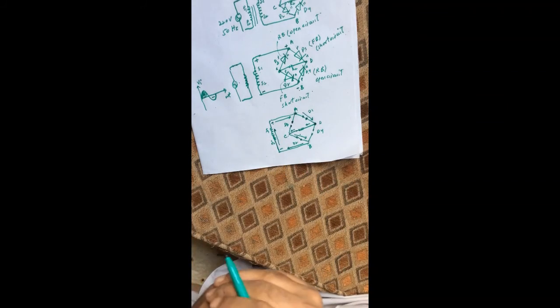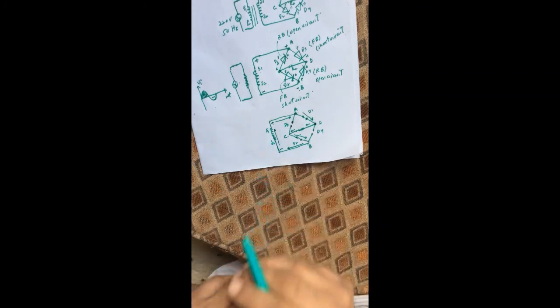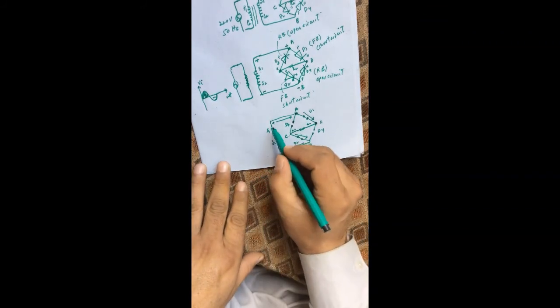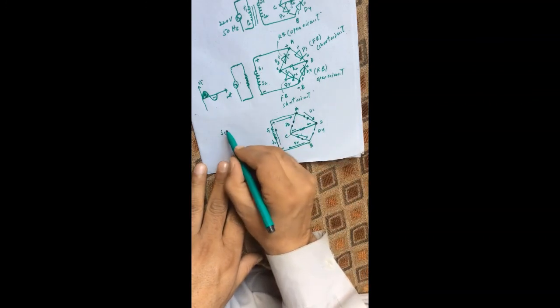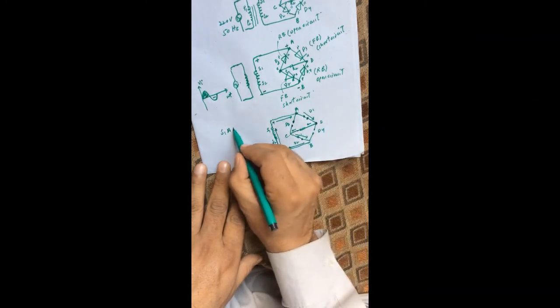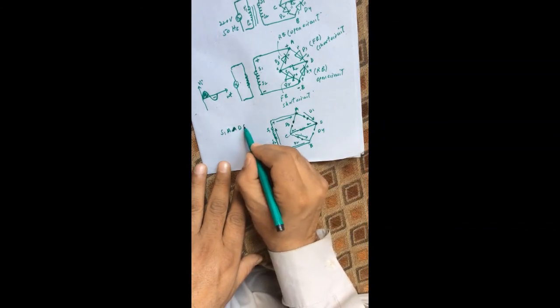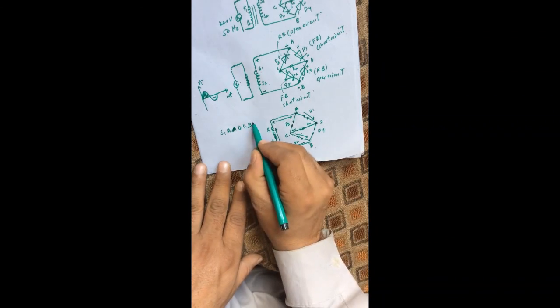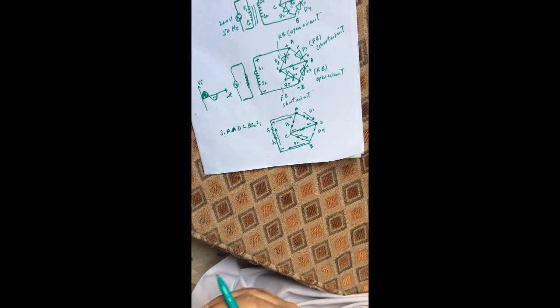So this is the path of flow when this positive half cycle reaches the secondary winding of the transformer. So the path of the current will be from S1 to A, and then from A to D, and then from D to C, and then from C to B, and then from B to S2, and then from S2 to S1 again. This is the path of the current. In the next video I will proceed further.